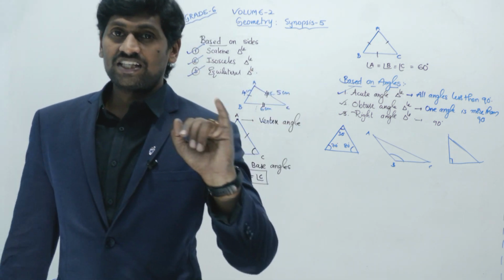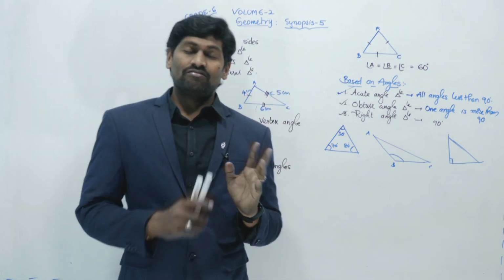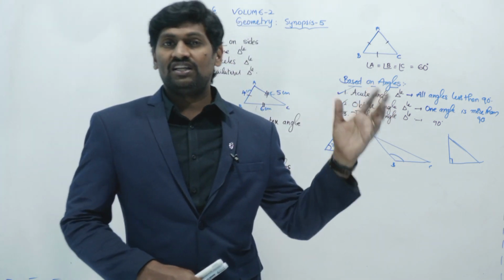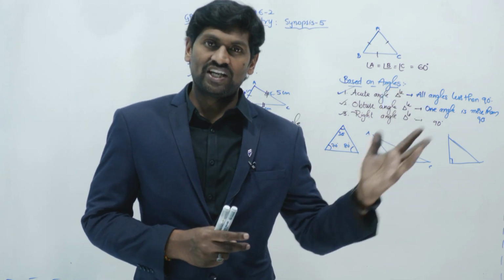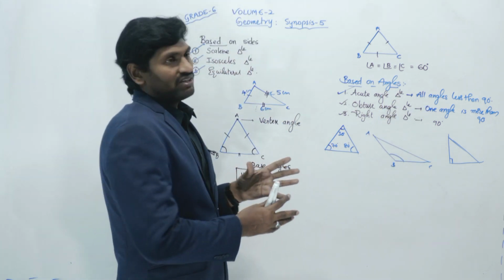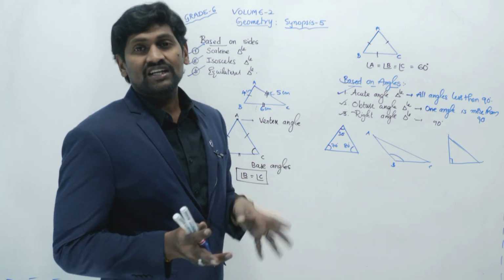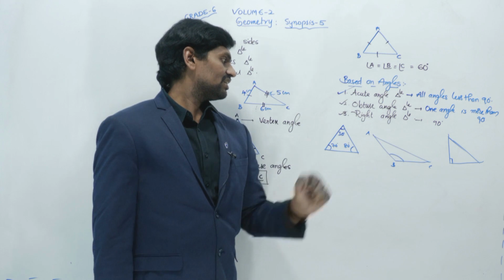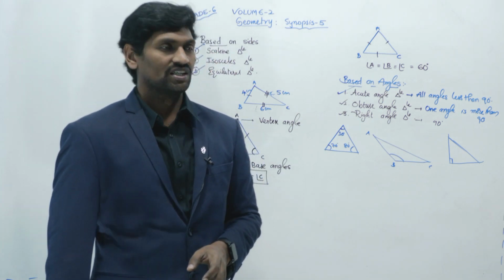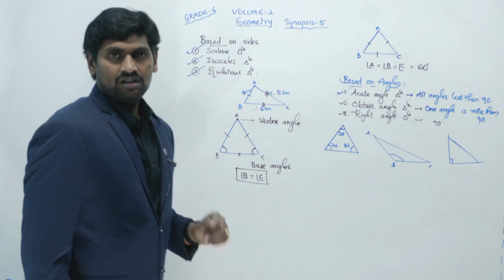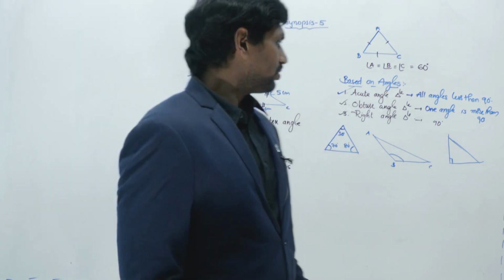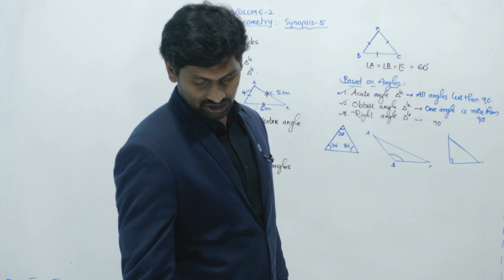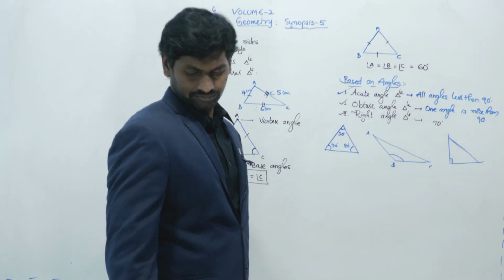For triangles, we discussed the parts of a triangle: the vertices and the sides. The six parts are mainly three sides and three angles. We also discussed the types of triangles based on sides and based on angles, and their properties one by one. Now let us go to the exercise problems, the concept based questions. Let us see the concept based questions.